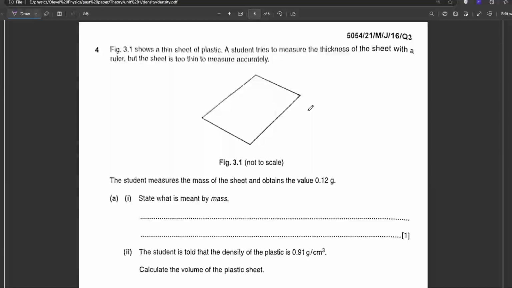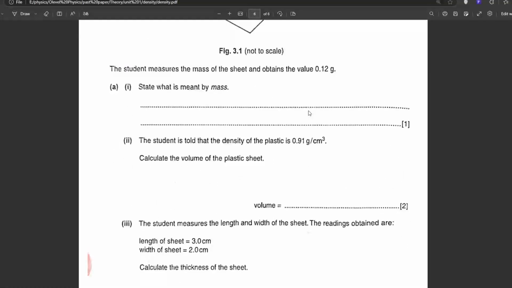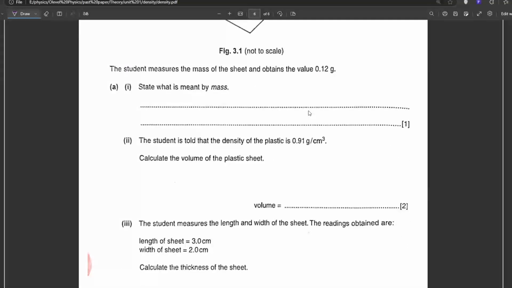Figure 3.1 shows a thin sheet of plastic. A student tries to measure the thickness of the sheet with a ruler. Very absurd thing done by the student. But the sheet is too thin to measure accurately, obviously. The student measures the mass of the sheet and the value comes out to be 0.12 grams.